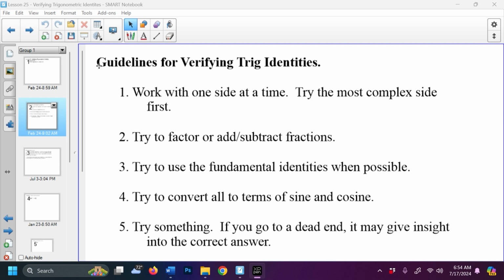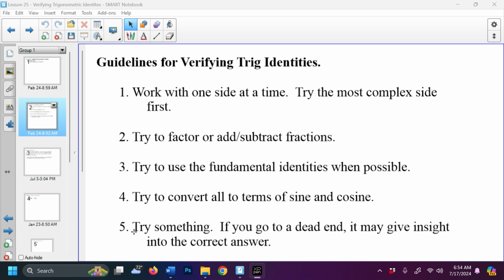Okay, so let's start with some guidelines. And again, this is not an algorithm. You do not follow these step by step by step. These are just some guidelines that give you some tools to help you verify these identities. So let's go through them, and you will see that I am going to use them in different orders at different times. And again, the more practice that you get, the easier that these are going to become.